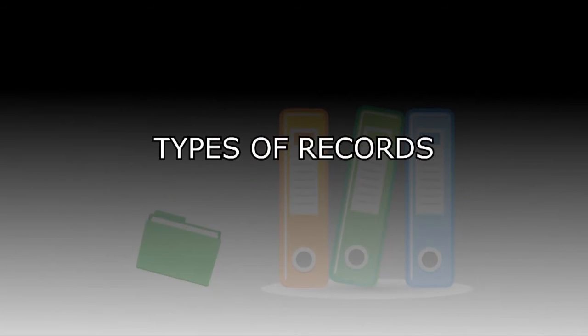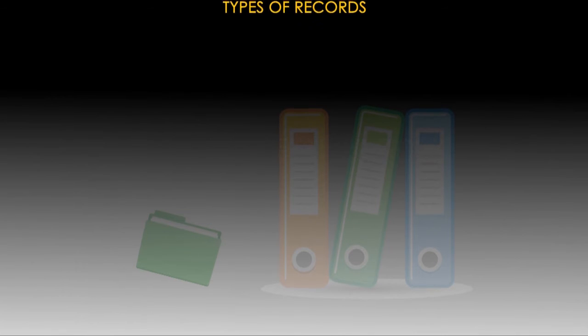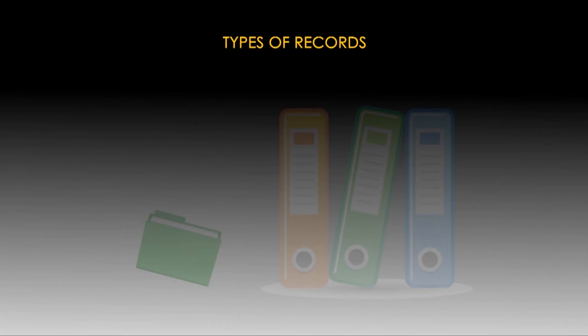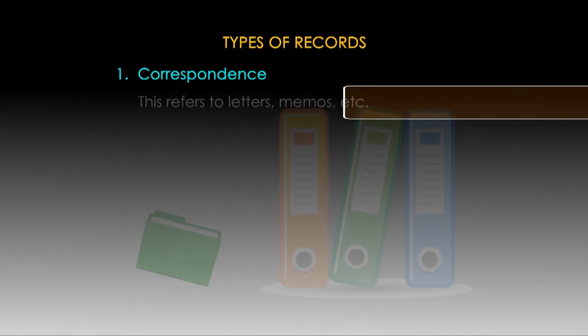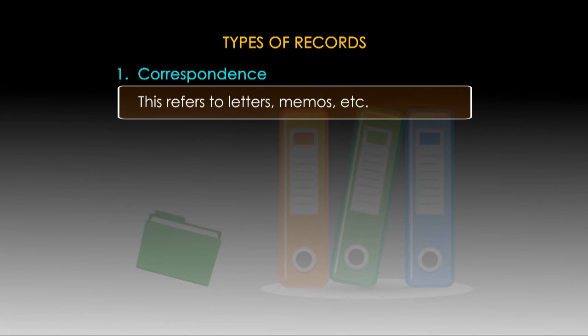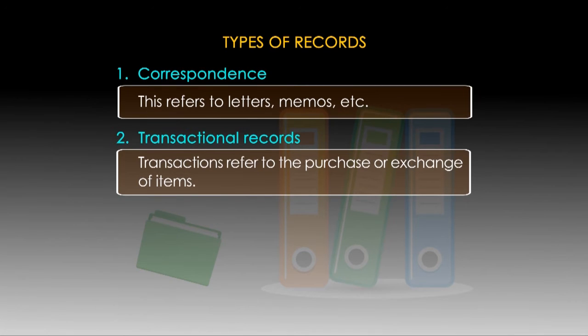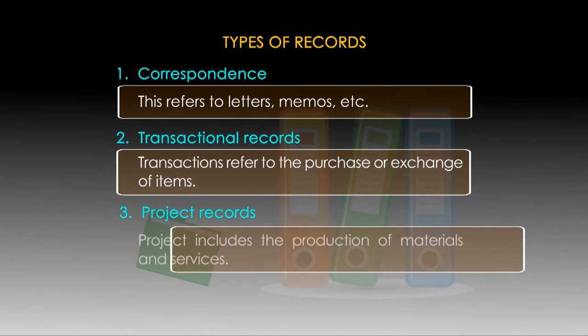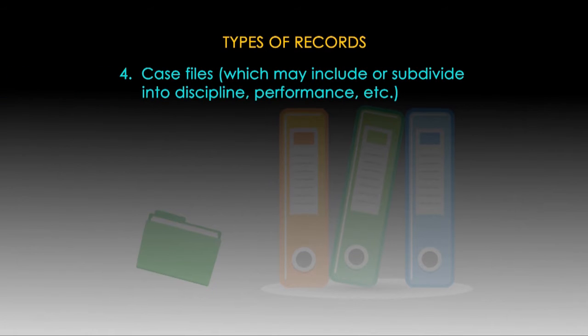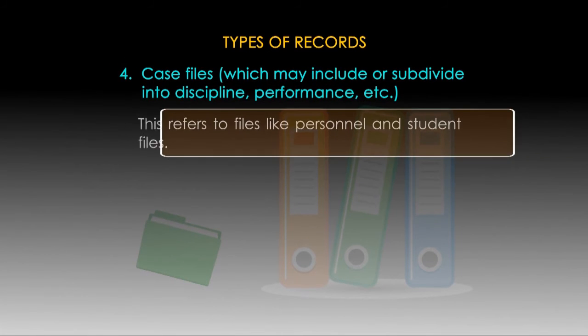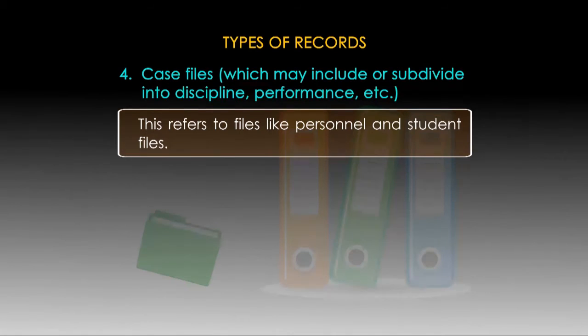Now we have types of records. We can classify records in the following manner. Number 1, correspondence. This refers to letters, memos, etc. Number 2, transactional records. Transactions refer to the purchase or exchange of items. Number 3, project records. Project includes the production of materials and services. Number 4, case files, which may include or be subdivided into discipline, performance, etc. This refers to files like personnel and student files.